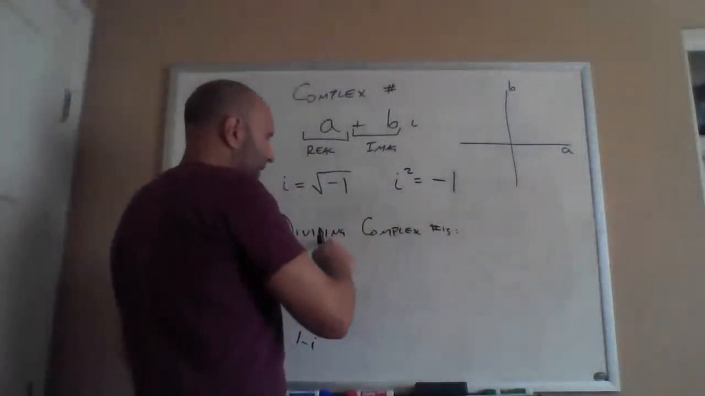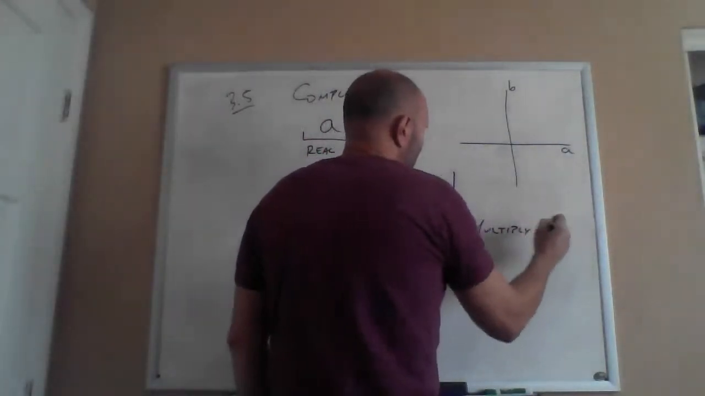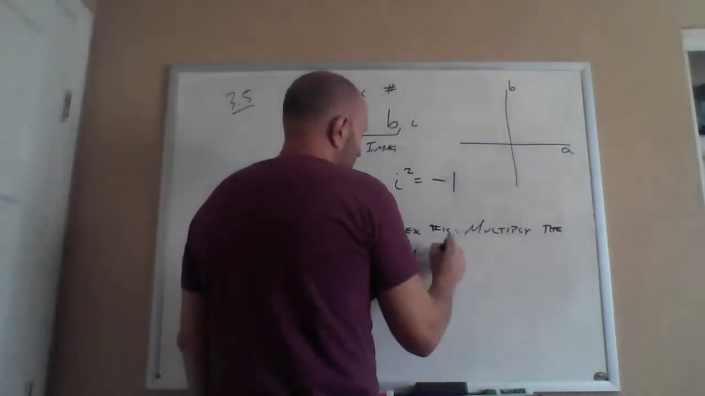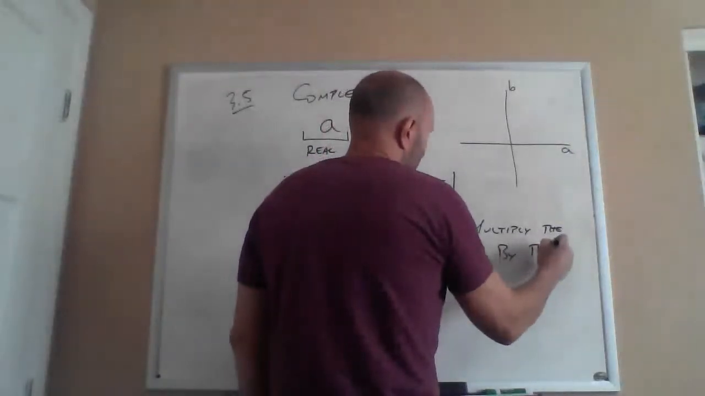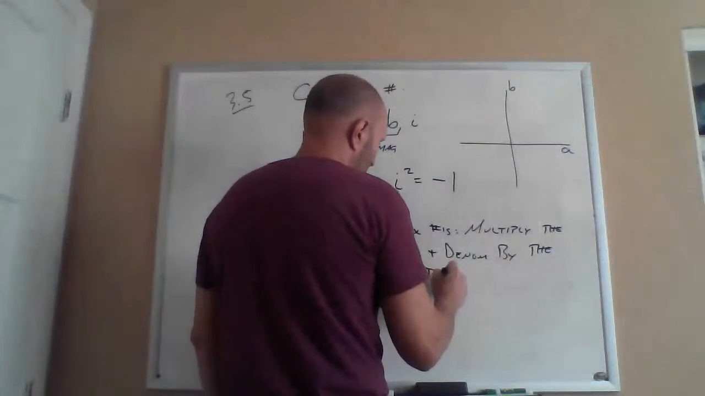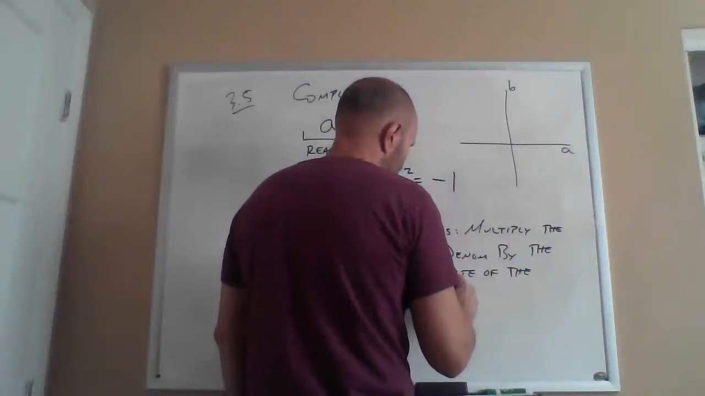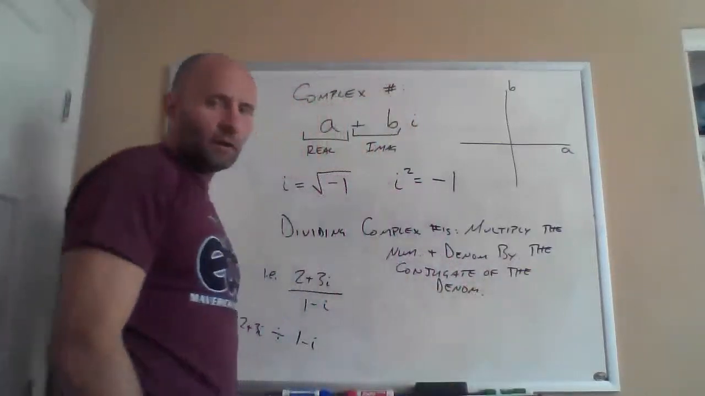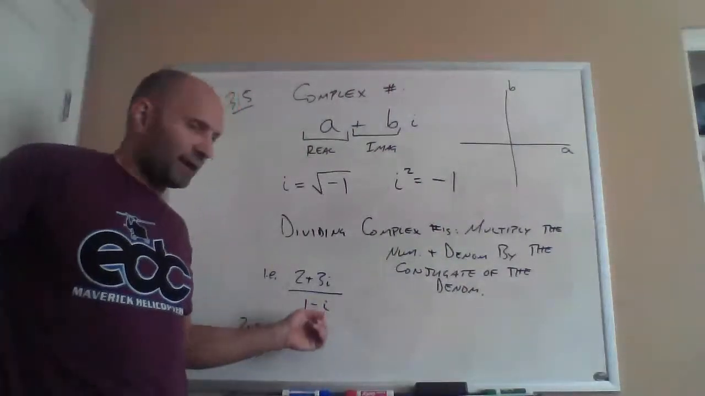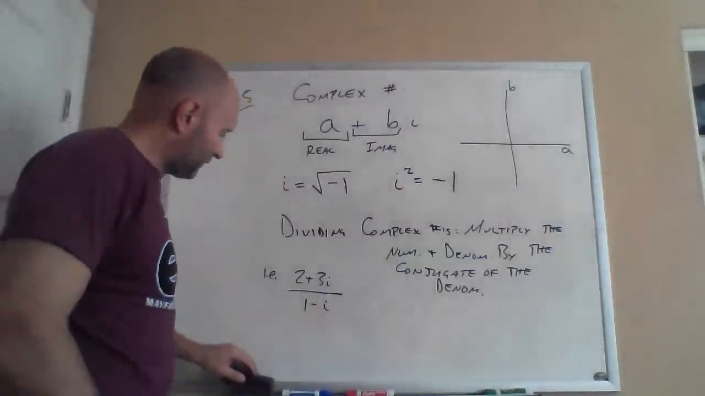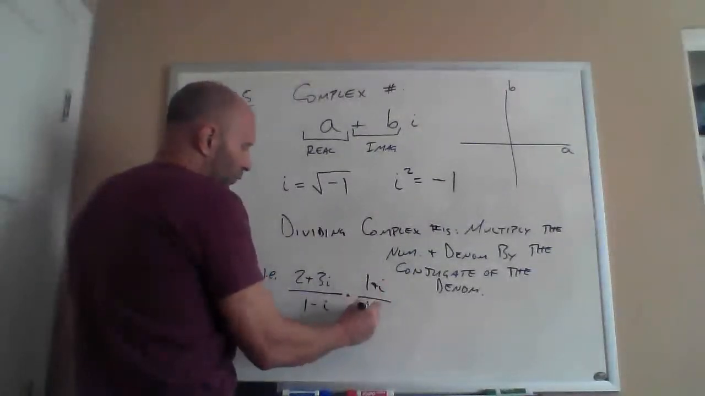then tell me what is the real and what is the imaginary part. And the way we divide complex numbers is we multiply the numerator and denominator by the conjugate of the denominator. So just like when we were getting rid of radicals in the denominator, we multiplied by the conjugate, same thing here. So if I was actually figuring this out, I would have to multiply the top and bottom by 1 plus i over 1 plus i.